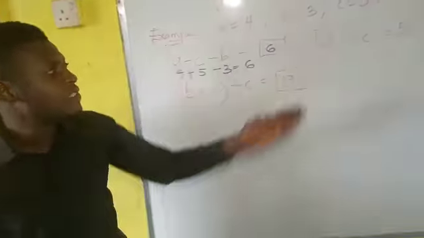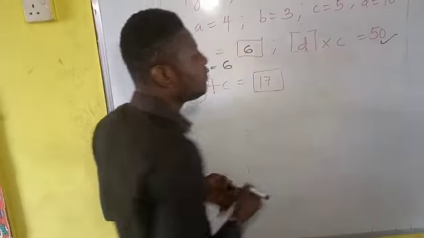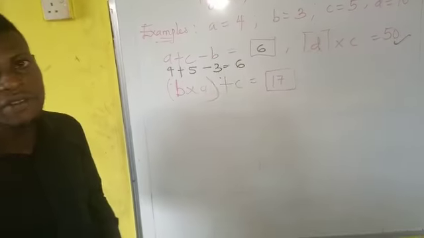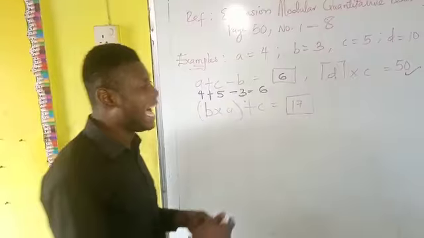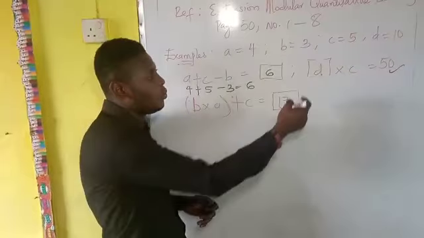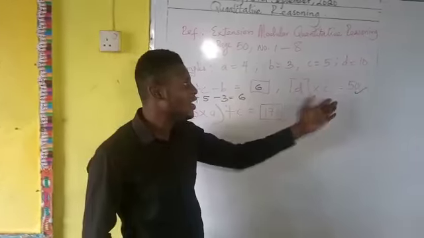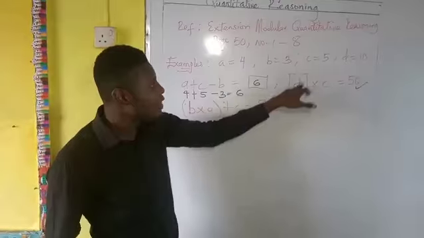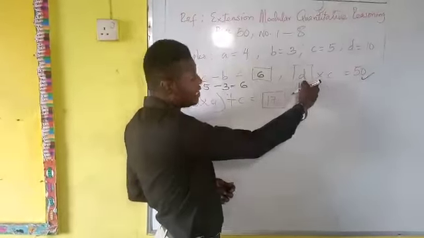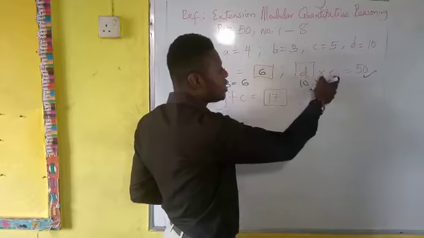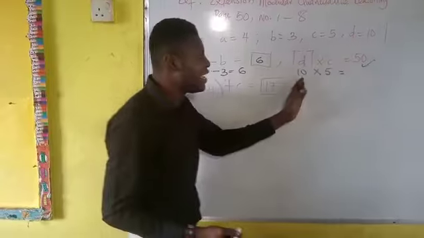Now let's take a look at the second example. In the second example, I have D times C equals 50. I want to find out how to get the 50 in the example. So what do we do? The same process. Analyze your letters. What is the value of D? Of course, the value of D there is 10. Remember your sign. Your sign there says times. So what's the value of C? The value of C is 5. And then we have 10 times 5.